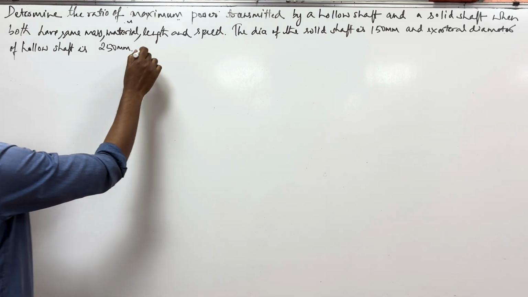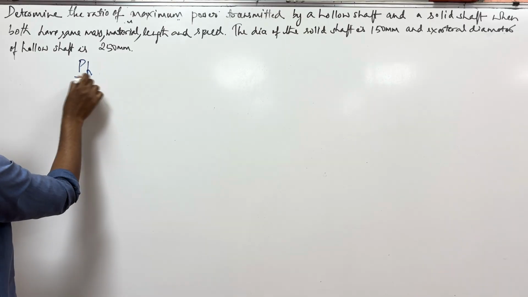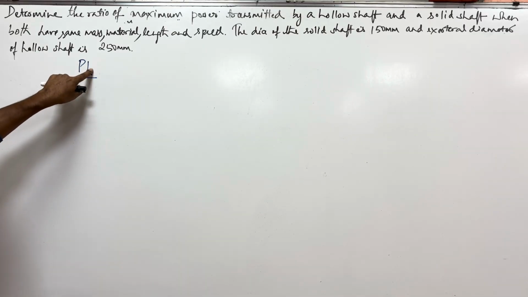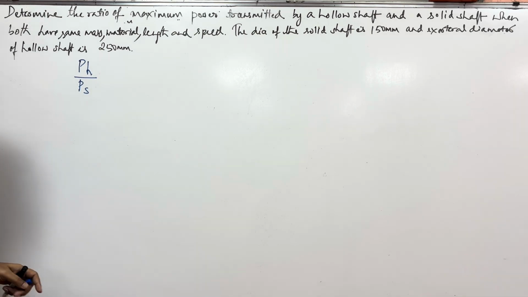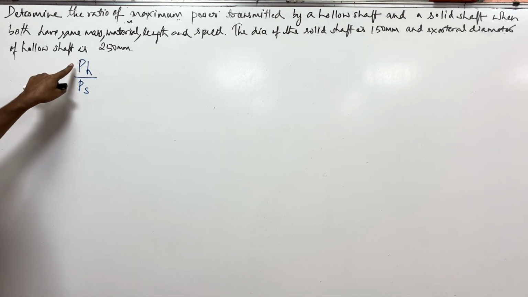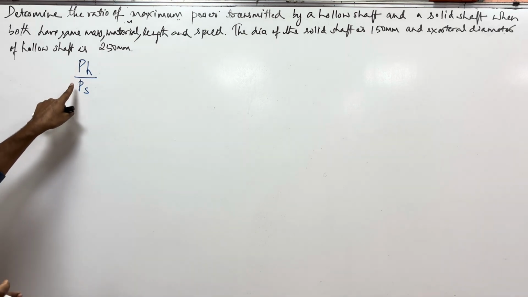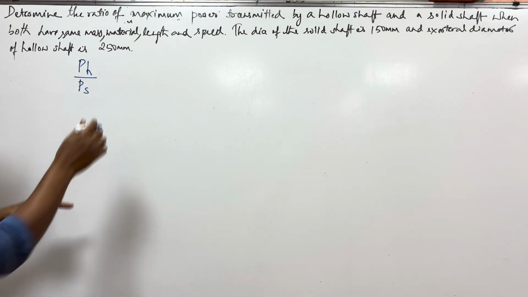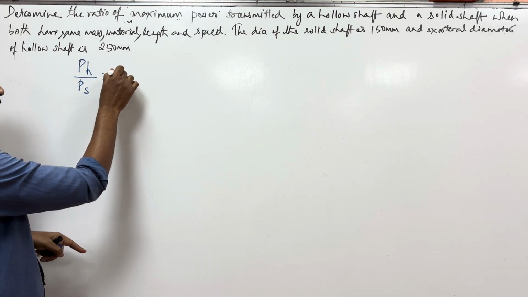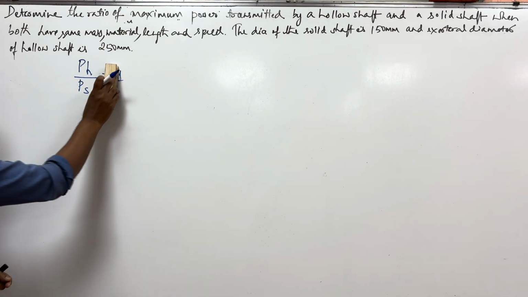So we know that PH stands for the power transmitted by the hollow shaft divided by the power transmitted by the solid shaft. I'm taking this ratio because power transmitted by hollow shafts is definitely more than by solid shafts for the same mass. So definitely this value would be more than 1. But how much it is, we need to find in this numerical. So we're supposed to find it.